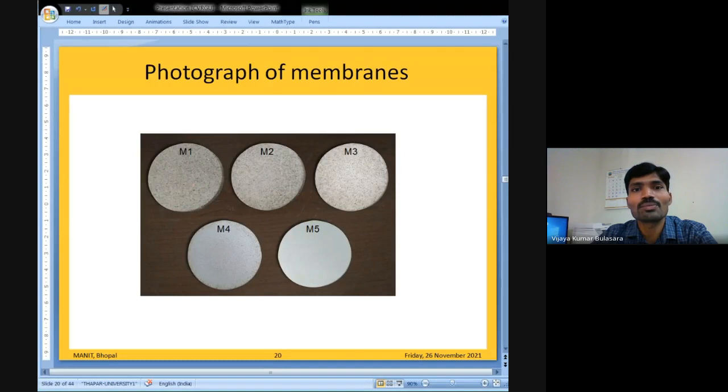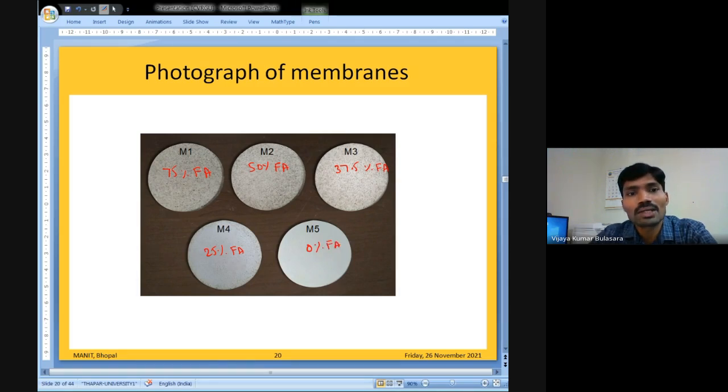So these are the photographs of the membranes. The difference is that M1 is fully fly ash, that is 75% fly ash, and M2 has only 50% fly ash and 25% kaolin. Then here you have 37.5% fly ash and 37.5% kaolin, that is 1:1, or 50-50 fly ash and kaolin. In M4 you have only 25% fly ash and the remaining 58% kaolin. In M5, 0% fly ash.